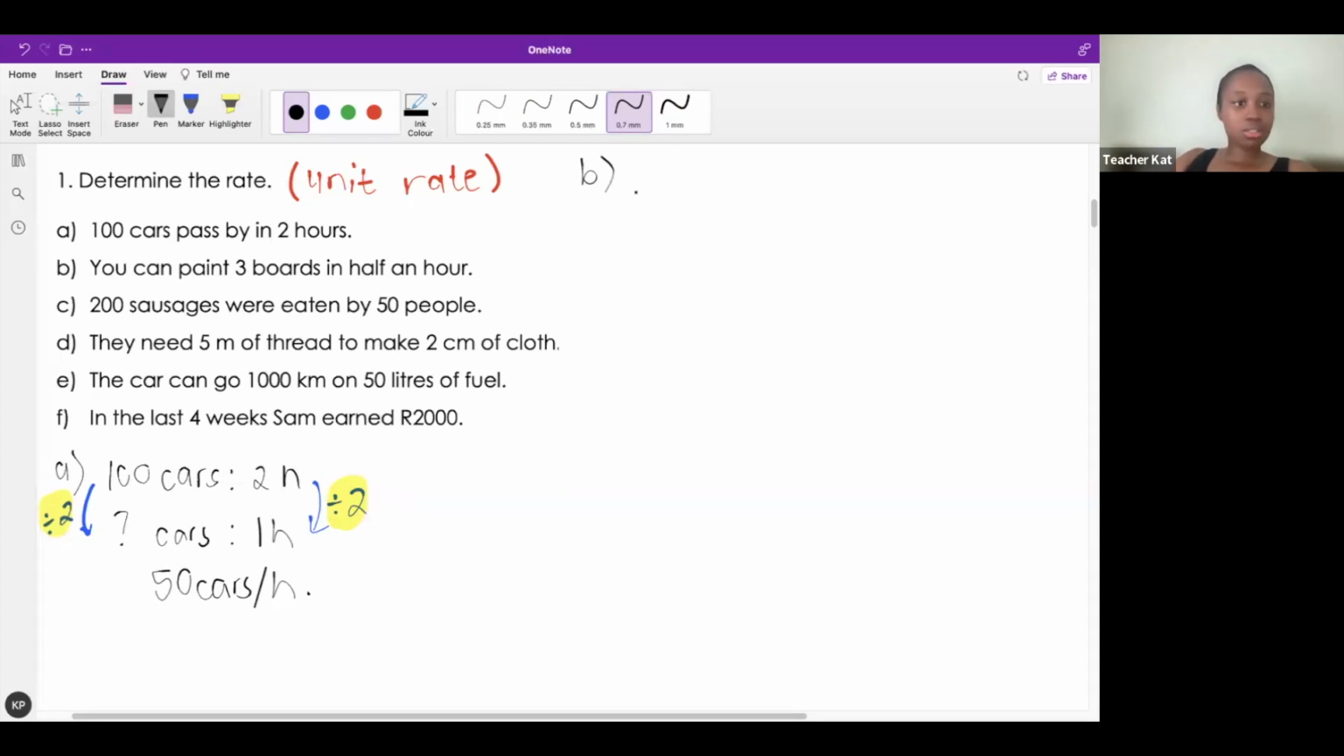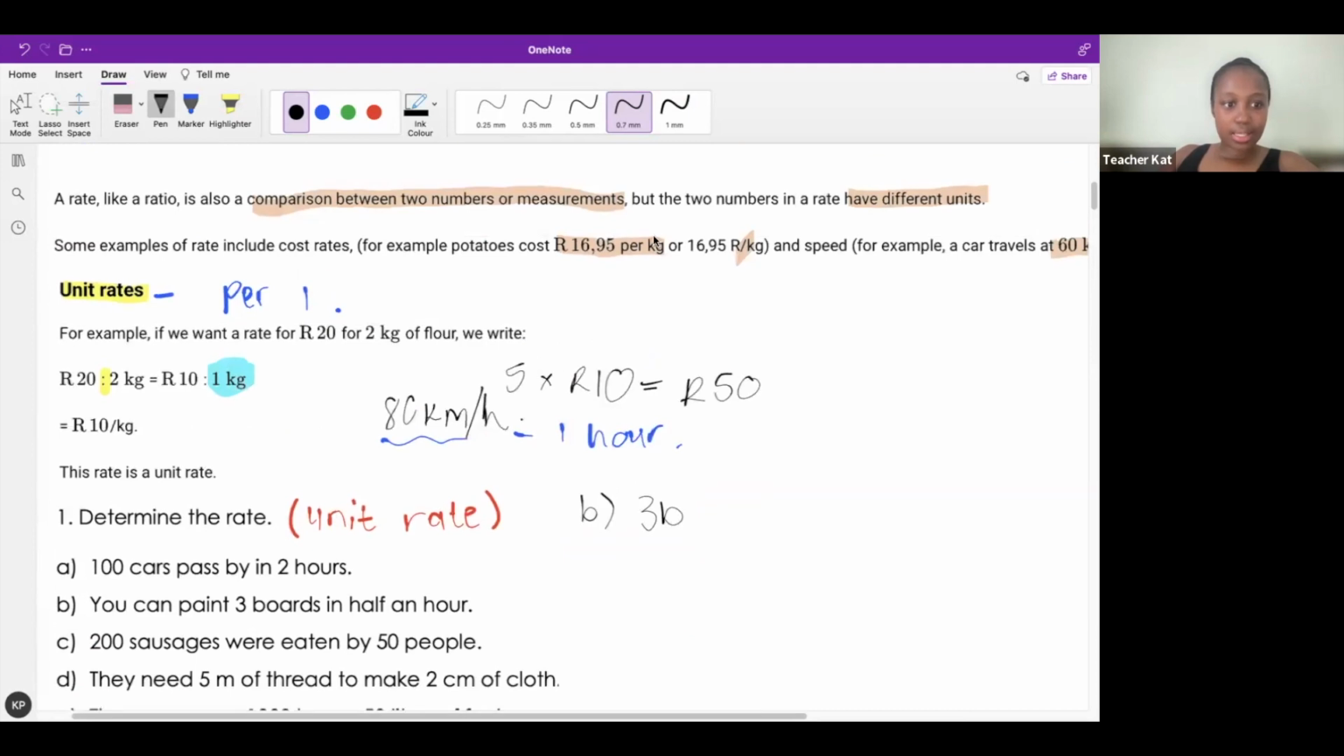I'm going to write here so that I don't waste space. You can paint 3 boards in half an hour. So we have 3 boards. I don't know why my handwriting looks so terrible today. Maybe let me fix my table. Maybe that's the problem. Okay, as I said, we have 3 boards. Go back to where it's saying 20 Rand. Here. Is this what you mean?